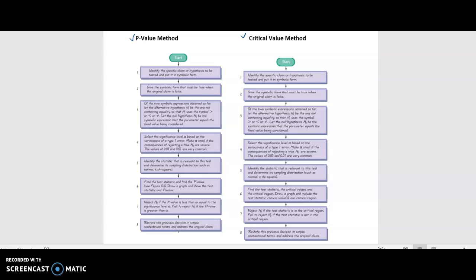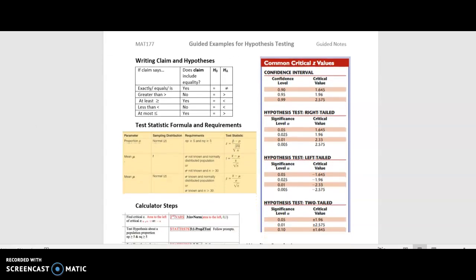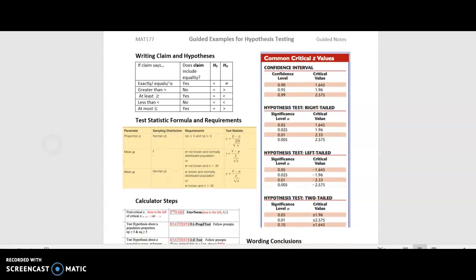On the first page of your guided notes, you'll see a review of the p-value method and the critical value method. We went through these in the 8.1 PowerPoint, but we're going to go step by step and use these processes today to conduct actual hypothesis tests for proportions. The second page of your guided notes is a summary of many of the skills that we learned about hypothesis testing in our introductory lecture.